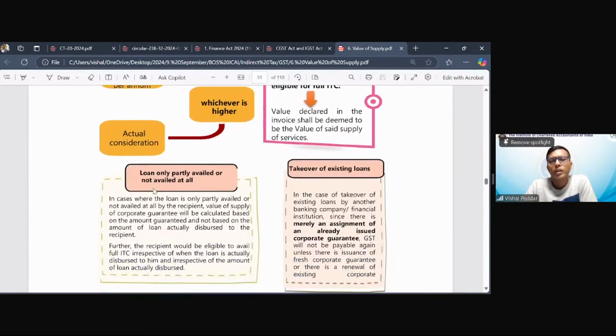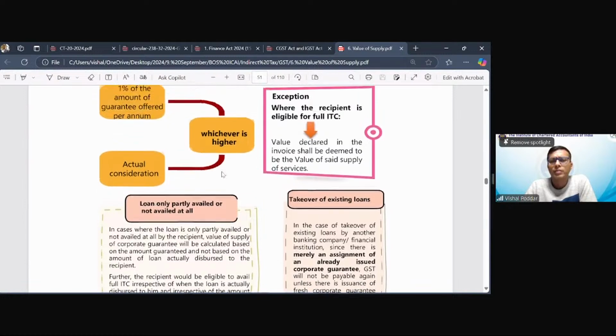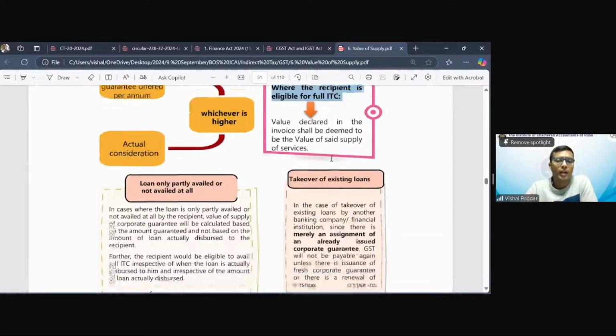Correct? Now there are different variations in this. First, where the recipient is eligible for full ITC. We saw this even in the above rules that we were studying. Who is my recipient? My recipient is my company. If it is eligible for full ITC, then you don't need to do this 1%. Whatever value you are charging will be considered as the value of supply of the service. So then the 1% rule is not necessary. This 1% is necessary only when my company is not eligible for full ITC.